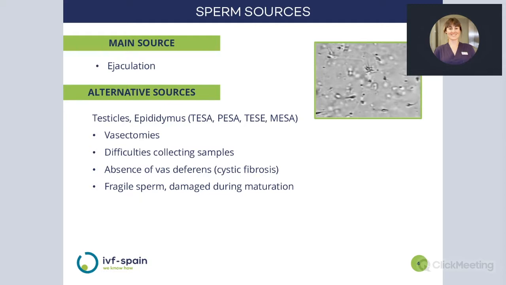And there are also some cases in which the quality of the sperm in the testicles seems to be better than the quality of the sperm cells in the ejaculation. So this seems to indicate that there are some cases in which sperm is damaged during storage or during maturation, and we can find sperm of better quality with less DNA fragmentation in the testicles.